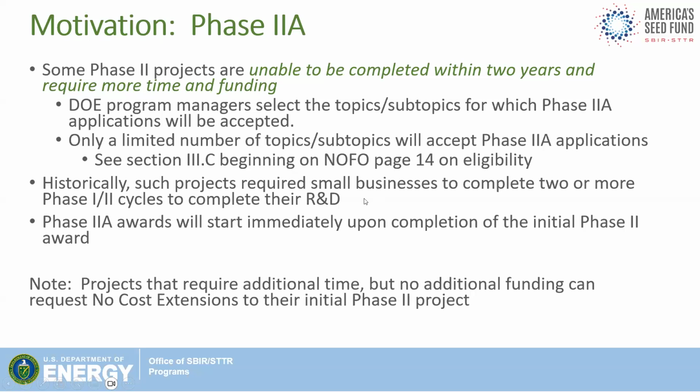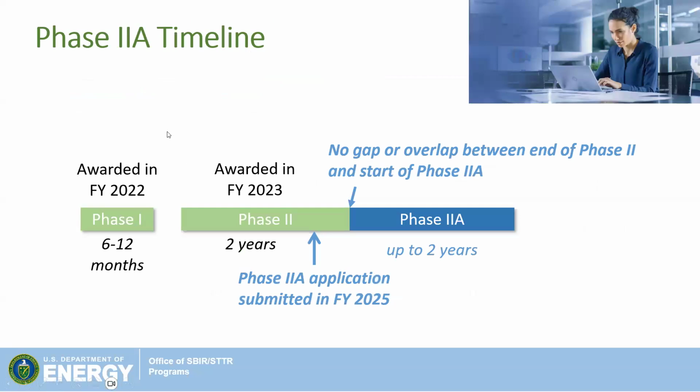Please check the notice of funding opportunity, page 14, on eligibility requirements. This is how the Phase 2A works. If you are eligible for Phase 2A in this solicitation, you should have received a fiscal year 2023 Phase 2 award, and you are now preparing your Phase 2A application.